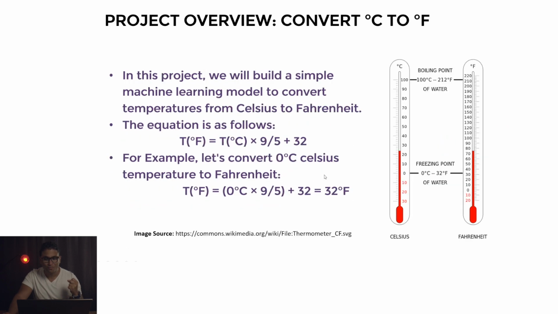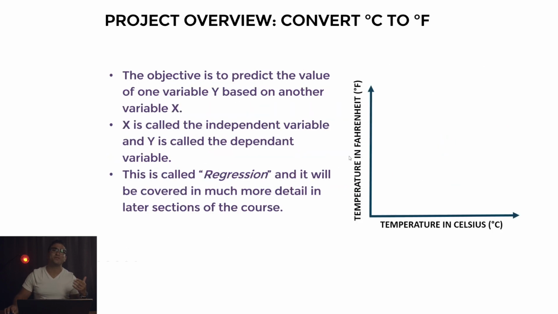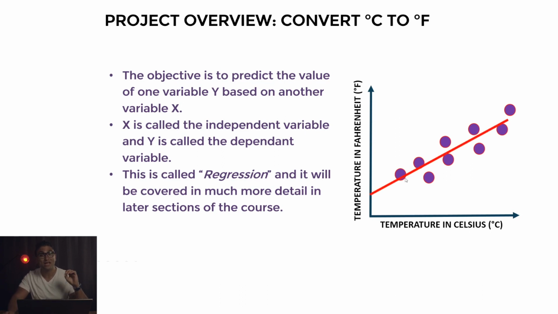All right, so what we're doing here is building a simple linear regression model. We have a dependent variable and an independent variable. As you can see here, the objective is to predict the value of one variable y based on another variable x. Here I have the independent variable, which is the temperature in Celsius, on the x-axis, and the temperature in Fahrenheit on the y-axis. Here I have all my data points, and all I'm trying to do is come up with the straight line equation that best fits all these data points. That's all I'm trying to do, okay?